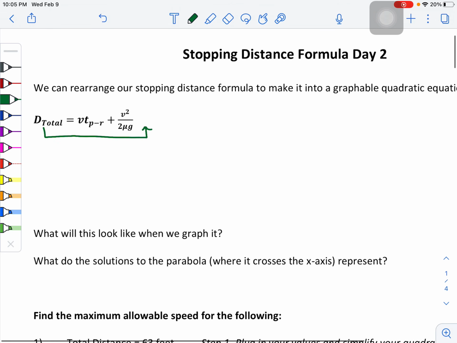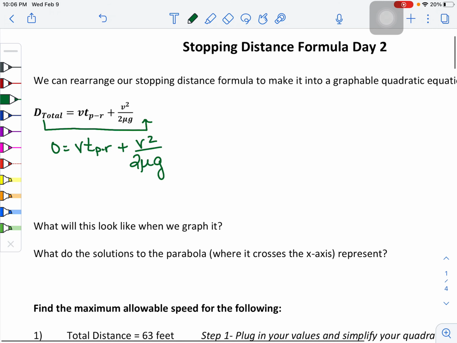So if I move it to the back, I get VT, so velocity times time. I don't like this little P minus R, but it's there. It just means time. Plus V squared over 2 mu G, that's a Greek mu, and a G, and then I'm minusing the total distance, okay?